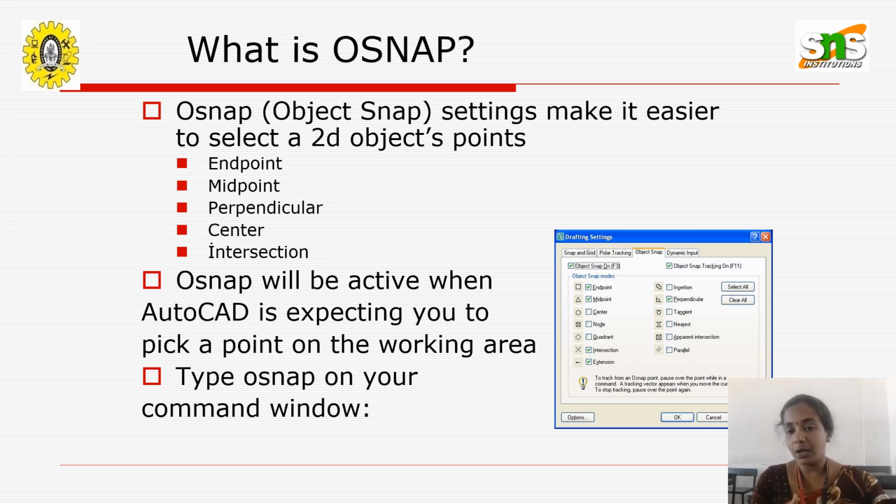Here is a dialog box for object snap, where you are given options like midpoint and center. If you want to enable an option, you can enable it; if you don't want to, you can disable it. Whenever it's enabled, you will find a small green colored box on the line which you have drawn. That green box will indicate either the endpoint or the midpoint, where you can draw the perpendicular line accordingly, and where you can draw the intersection also.